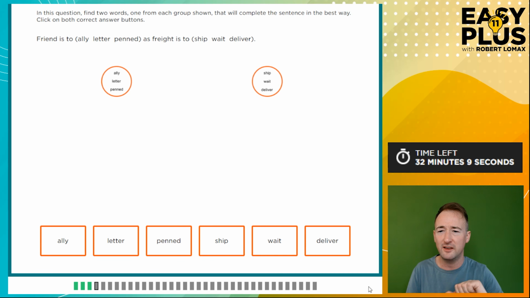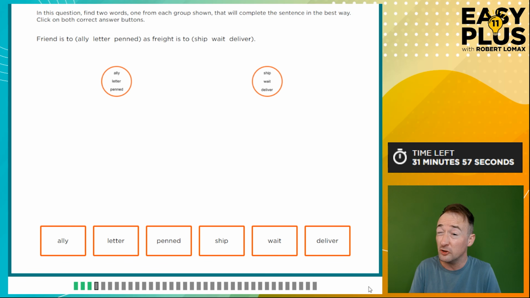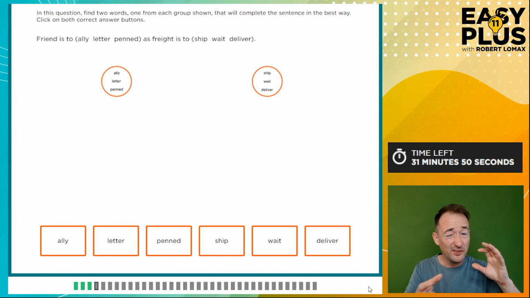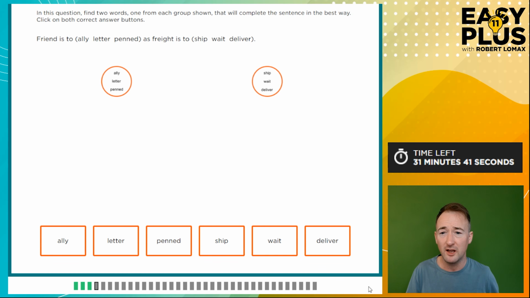Friend is to ally. Is there anything that means pretty much the same as freight? Not really, but there is ship, which is a verb that would go with freight. So what do you do with freight? You ship it. What do you do with a friend? You ally with them, potentially, if there's an enemy you need to combine against. So that also to me looks like a potential answer. But it isn't quite the same, whereas the rhyming thing is a really, really clear similarity. So I'm going to go with friend is to penned as freight is to weight.